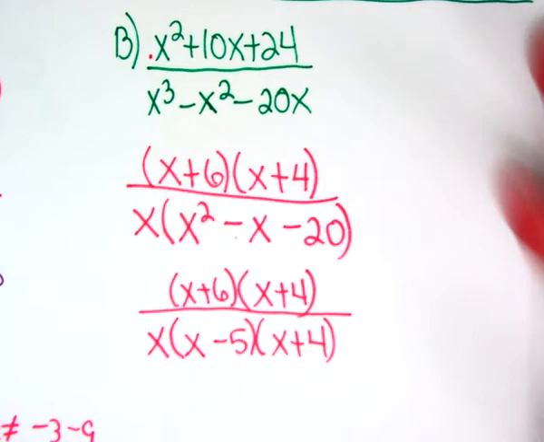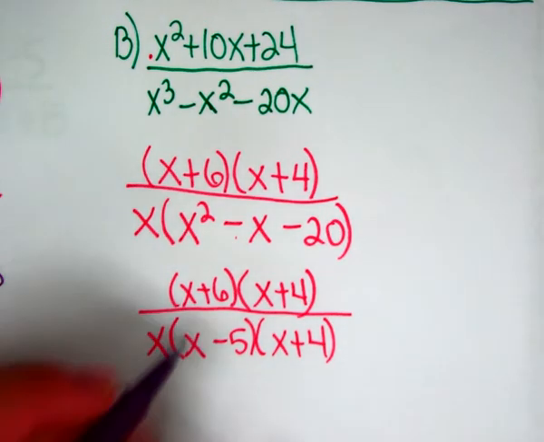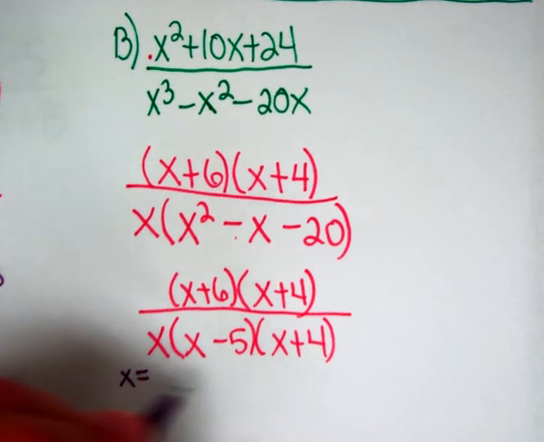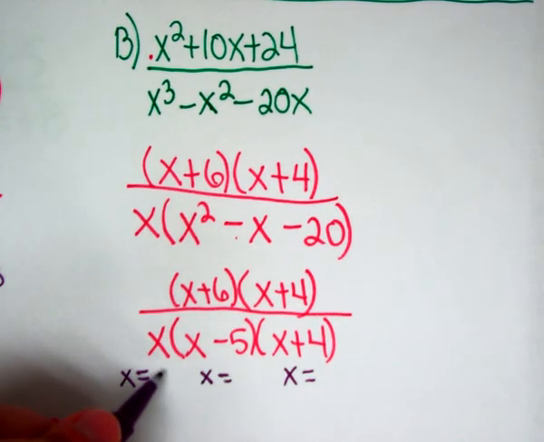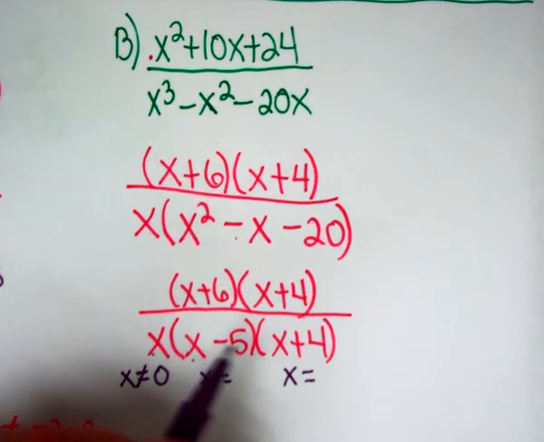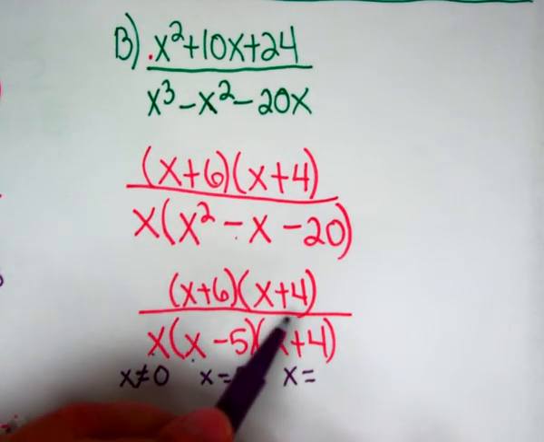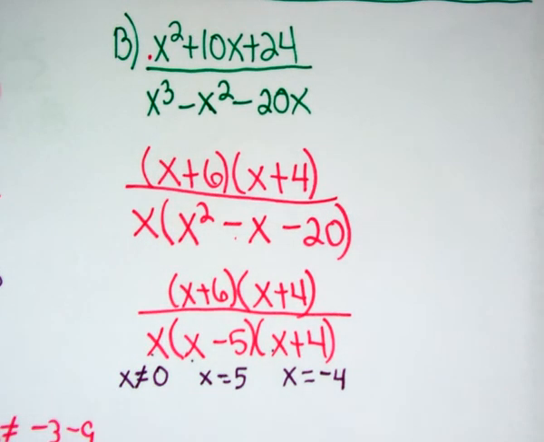At this point, now that's completely factored, let's state our domain restrictions. Here we have an x, here we have an x, and here we have an x. Here, x cannot equal 0, because 0 times all of this would just equal 0. Here, x cannot equal 5, and here, x cannot equal negative 4. So those are your 3 domain restrictions.